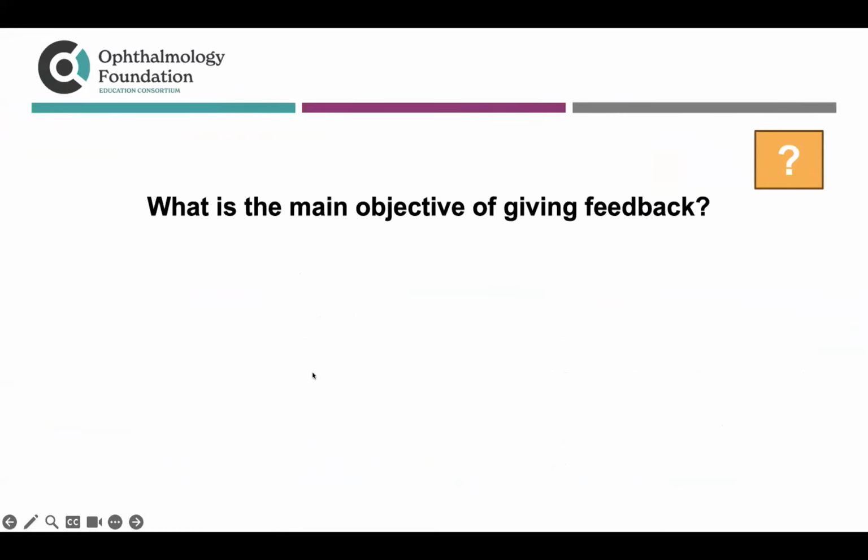Let us begin with some of the questions. Whenever we are providing feedback, what is the main objective of giving feedback? And you have the following options. Option A, to point out strengths. Option B, to point out deficiencies and areas of improvement. Option C, bring about change in the behavior or performance. And D, both A as well as B.